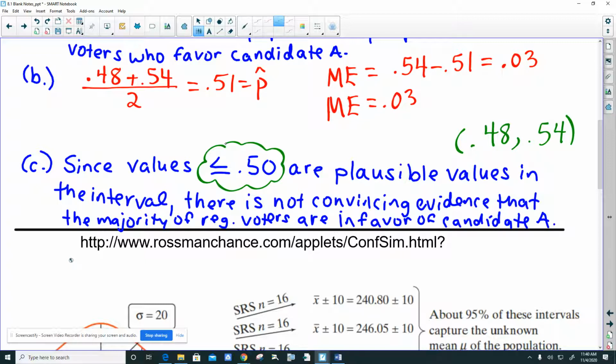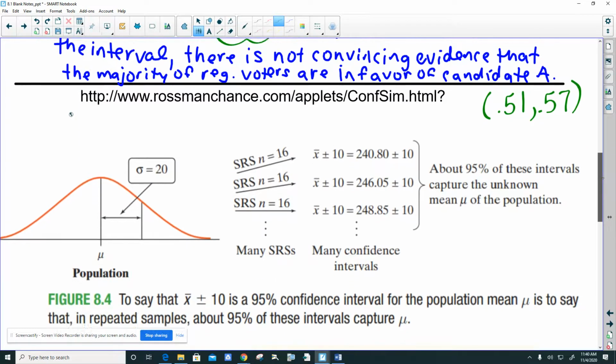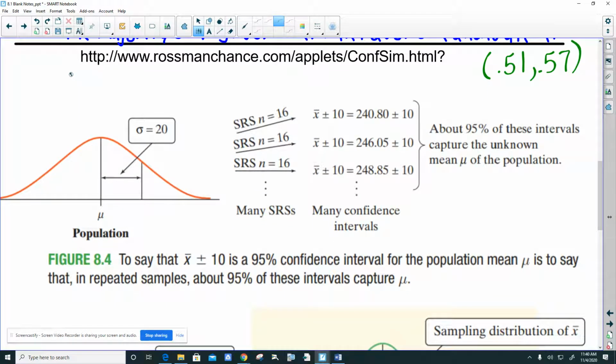So when they use a phrase like majority, we would need the entire confidence interval to be above the 50% mark. Now, had the confidence interval been, say, from 0.51 to 0.57, we would then say that that is convincing evidence that yes, the majority of registered voters are certainly in favor of candidate A, but since it is plausible that the proportion could be 50% or under, then we're saying that's not convincing evidence that the majority of them are in favor of candidate A.